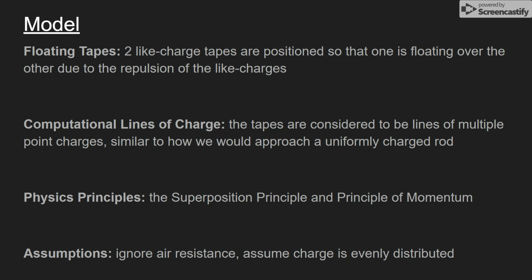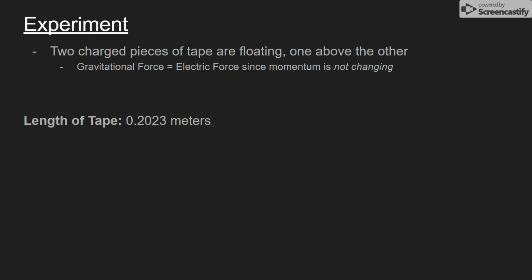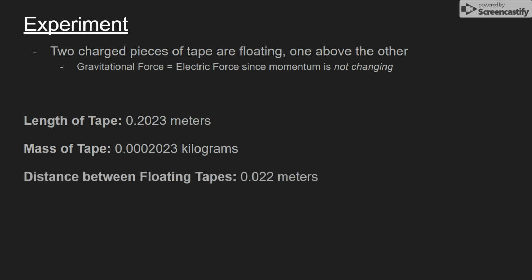And then the assumptions in this lab include ignoring air resistance and assuming that the charge is evenly distributed along the tapes. So the experiment consisted of two charged pieces of tapes floating one above the other, where gravitational force is equal to electric force since momentum is not changing. And then the length of my tape was about 0.2 meters, the mass was about 0.0002 kilograms, and then the distance between the tapes for floating was 0.022 meters.